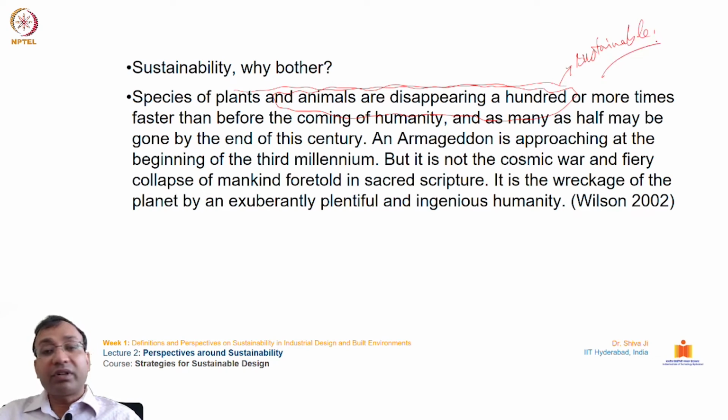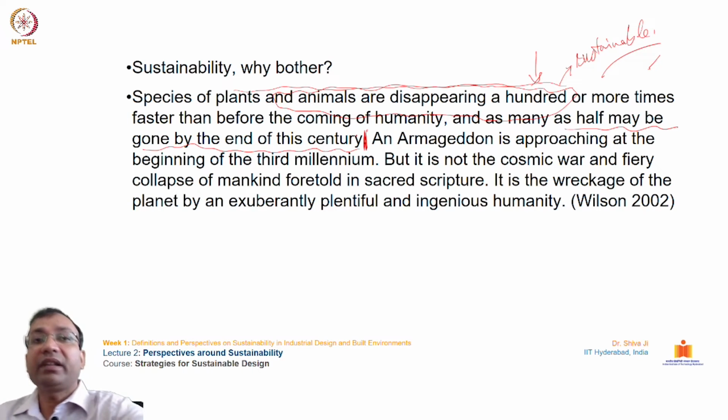So this becomes very questionable, what is the cause of it? Well, as we can see, post-industrialization, human society has caused tremendous harm to the planet. So there is a direct connection between development and the loss of other species on this planet. It says as many as half may be gone by the end of this century. This is really disastrous. There are several species which are at the brink of completely vanishing from this planet, as many as half by the end of this century, when we reach 2100. So that year we may be witnessing a huge number of species vanishing from this planet.